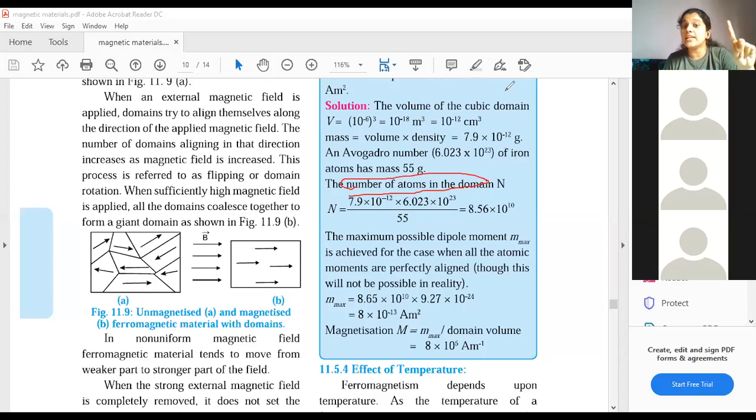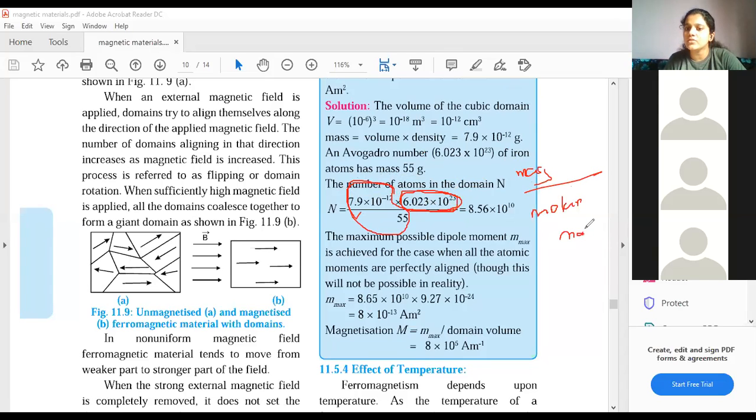Okay, the total number of atoms in my cubical domain, the total number of atoms of the ion. All right. So this is the number of atoms in 1 mole, into this part. So students, please concentrate on this part. This part is nothing but mass upon molar mass. Okay, students, what is mass upon molar mass?